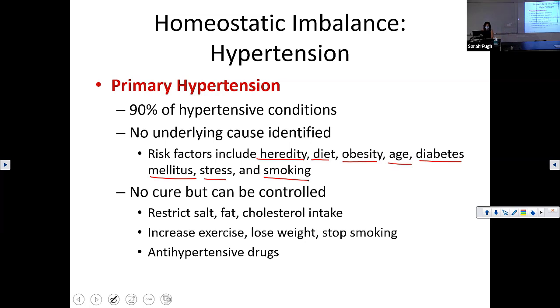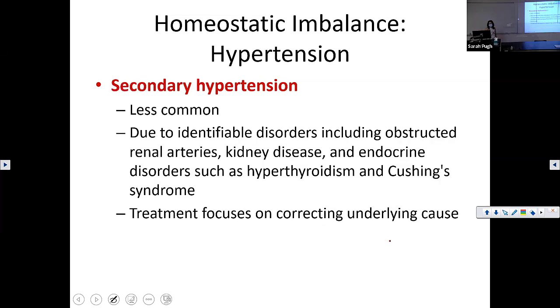Also, saturated fat intake and cholesterol intake. Exercise more, lose weight, stop smoking, all the things you know you're supposed to do. And then if those don't work, then you would take blood pressure medication.